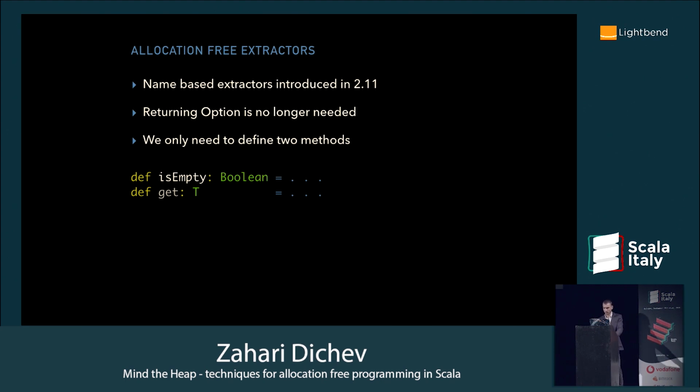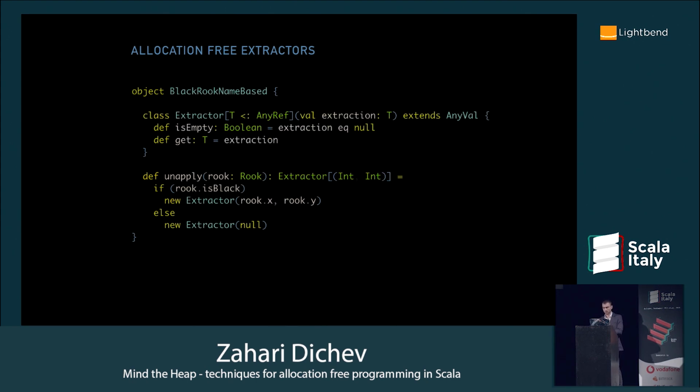So if you want to rewrite your extractor to actually use name-based extractors, that might very well look like this. You have an internal representation called an extractor that effectively uses No as a guardian value, right? And it defines isEmpty and get. If the rook is black, we're going to get an extractor with the coordinates. And if it's not, we're going to get a No. Well, we're going to get an extractor containing No.